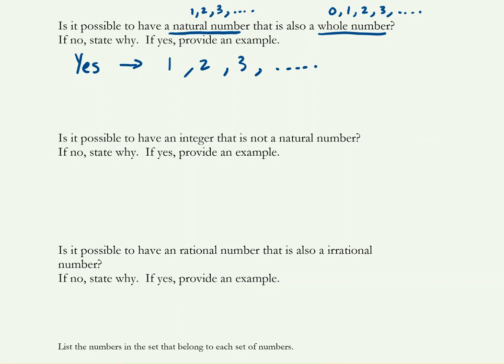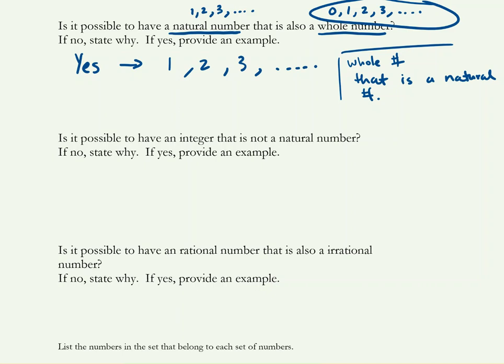We might ask ourselves, separate question, could we have a whole number that is not a natural number? So something that belongs to this category, but not this category. Looking at that, we would see 0 is the only one that fits this. Yes, the only option is 0. Next, we'll think about our next question.